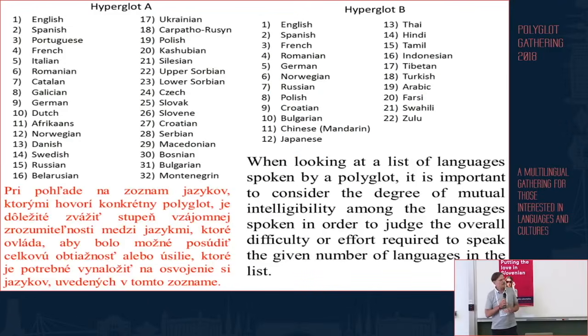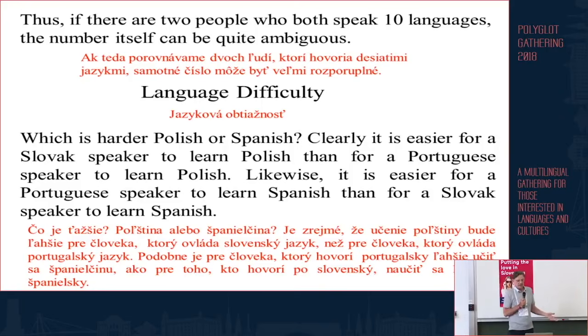So, when we're looking at a list of languages spoken by a polyglot, it's important to consider the degree of mutual intelligibility. That way we can judge the overall difficulty of the set in terms of acquisition. If there are two people who both speak 10 languages, that's quite ambiguous. That leads us to language difficulty.